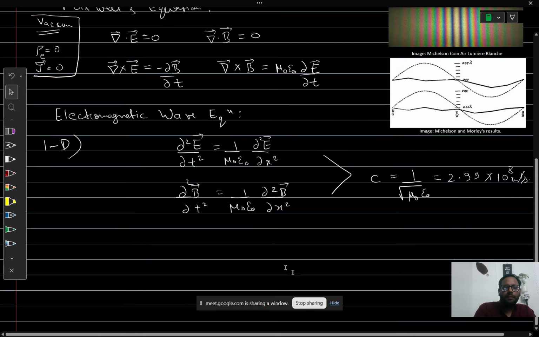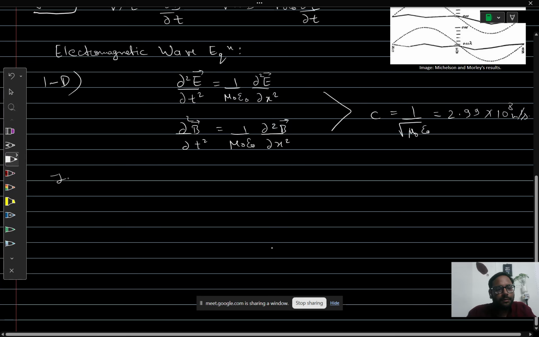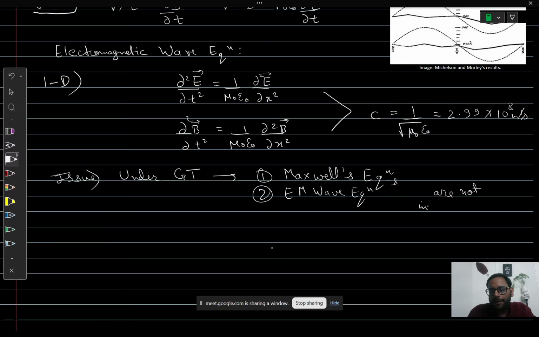Okay, but there is an issue. The issue was that under Galilean transformations, the Maxwell's equations, and secondly the electromagnetic wave equations, are not invariant. They are not invariant.